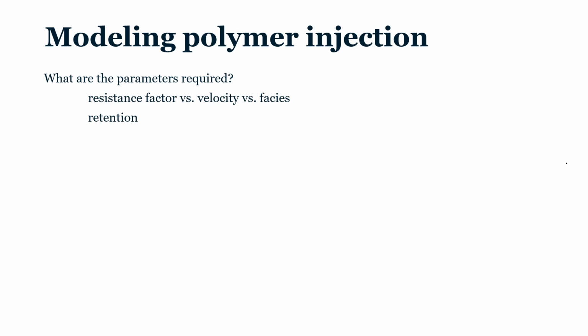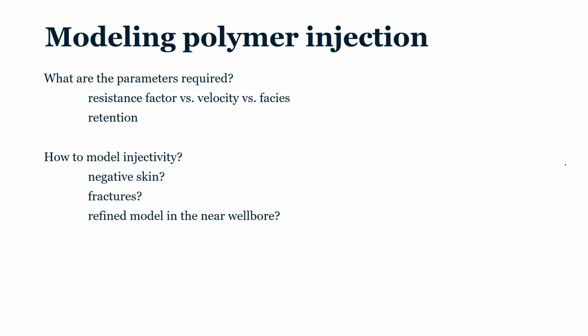How to model polymer injection. So what parameters are required? I mentioned resistance factor, velocity, and retention. And the question is, when you don't understand how you can model injectivity, the best would be to have the right equations. So we know that Peaceman model, for instance, doesn't work. Maybe the equations have to be changed. Maybe you have to have dynamic induced fracturing, maybe negative skin. So whichever approach fits best, but the idea is it might be the first place you have to look, if the injectivity prediction is wrong, is the near wellbore area.